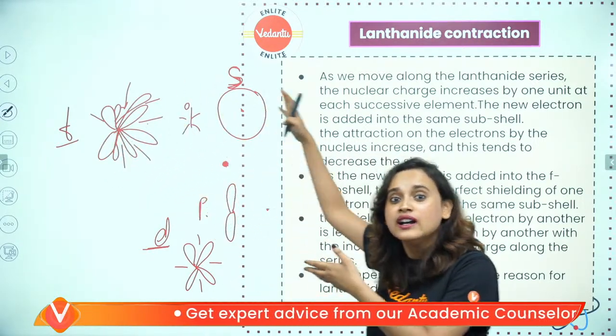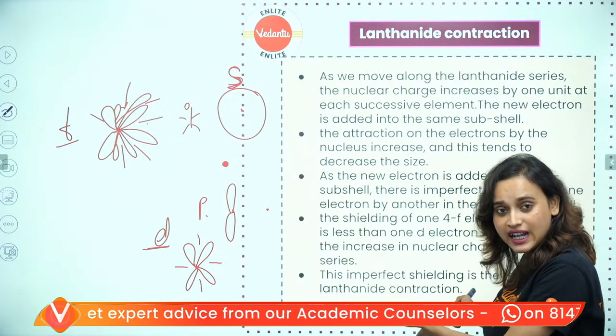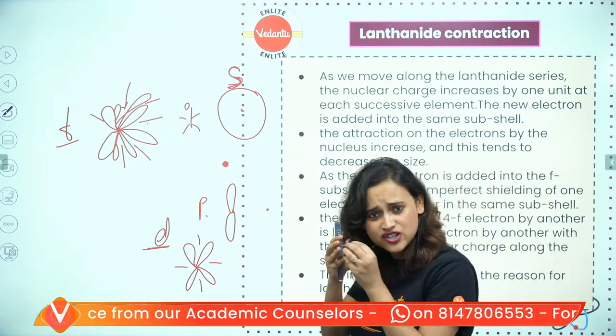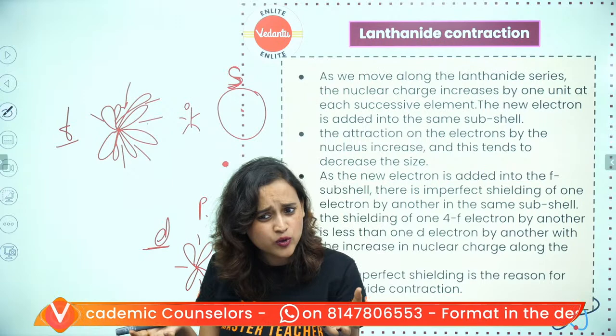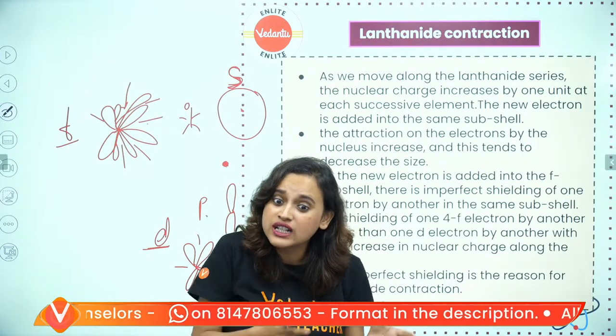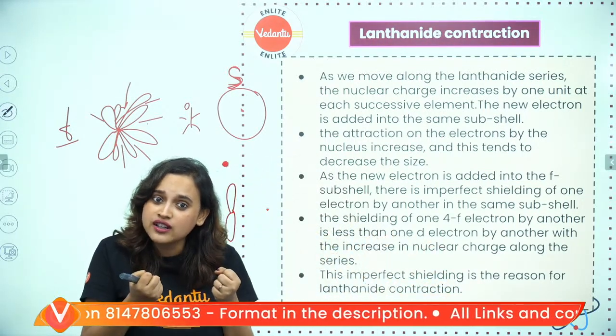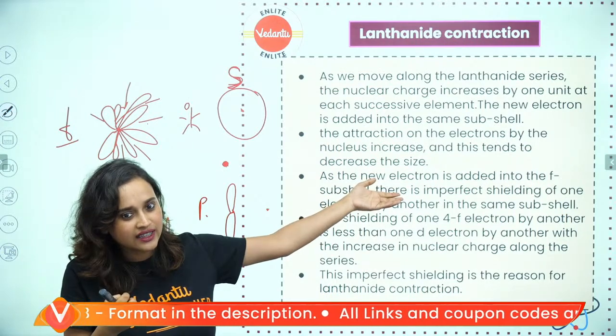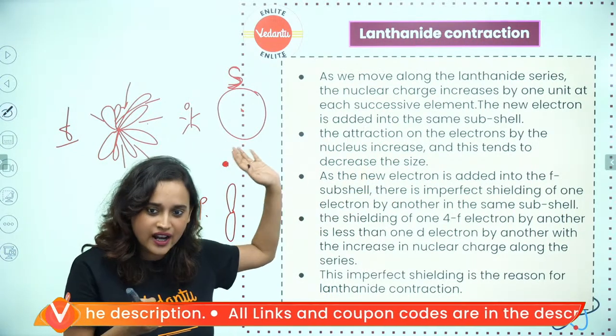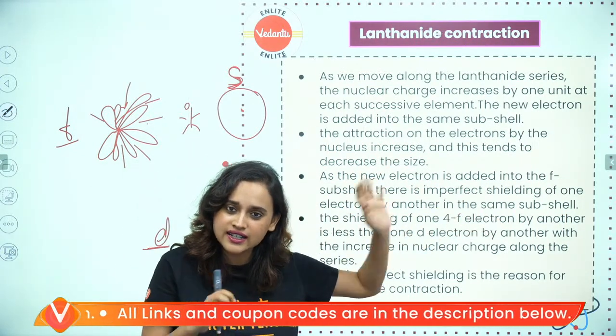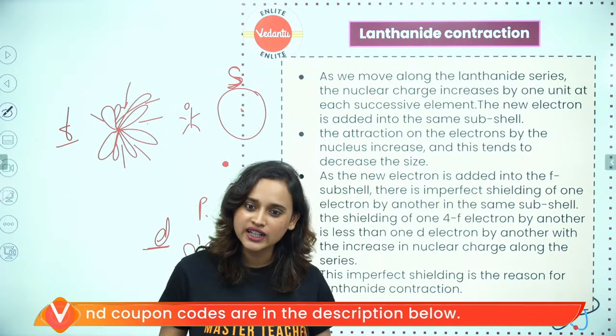Now, F electrons are present in lanthanides. That means that the shielding effect is really, really poor. That means that the nucleus can pull the atoms very close. So now do we understand lanthanide contraction? Is it easy? Absolutely easy, right?